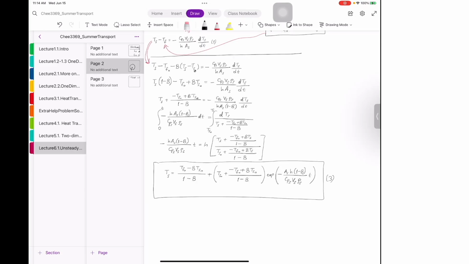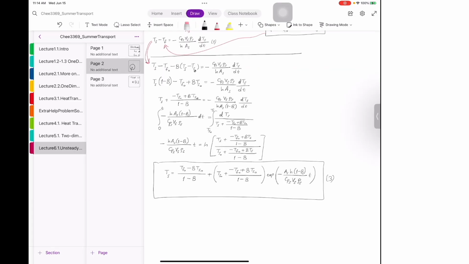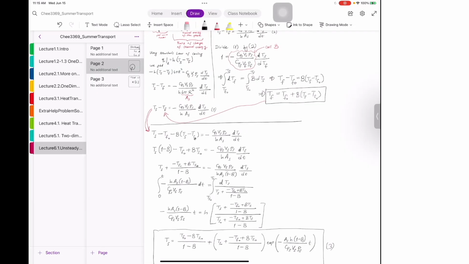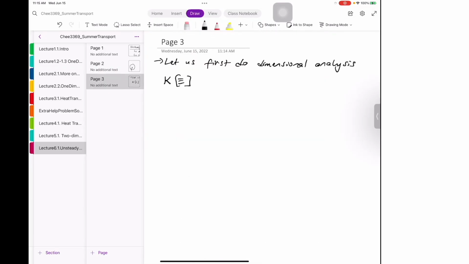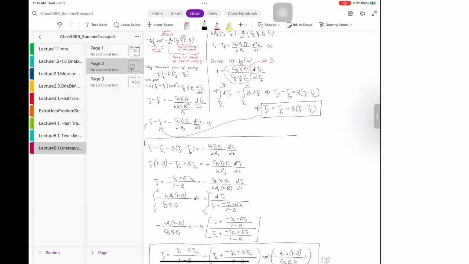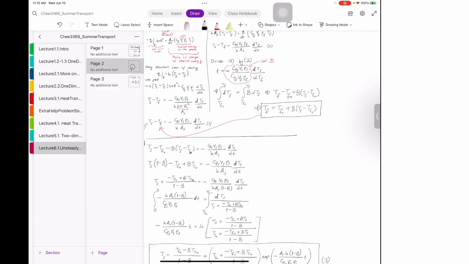So if you can check, the left-hand side has the units of kelvins, right? It's the temperature. And the right-hand side, the first term is Kelvin minus B times Kelvin. But let's check the dimensions of the B. And the B is, as you can see, minus Cp Vs rho s divided by Cpf Vf rho f, right?